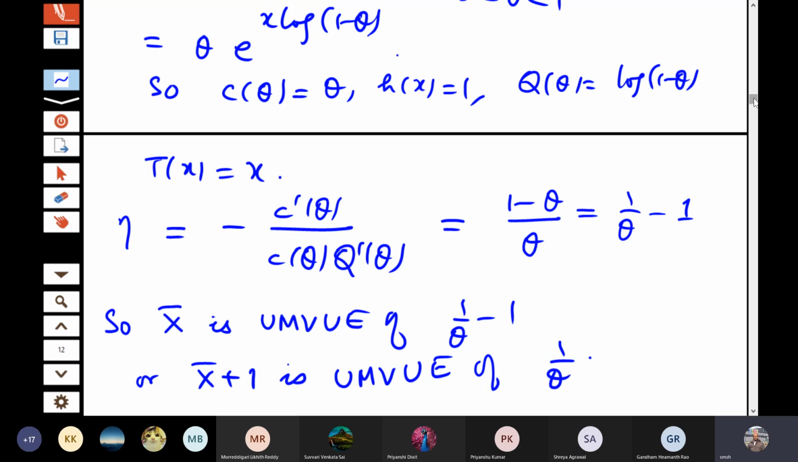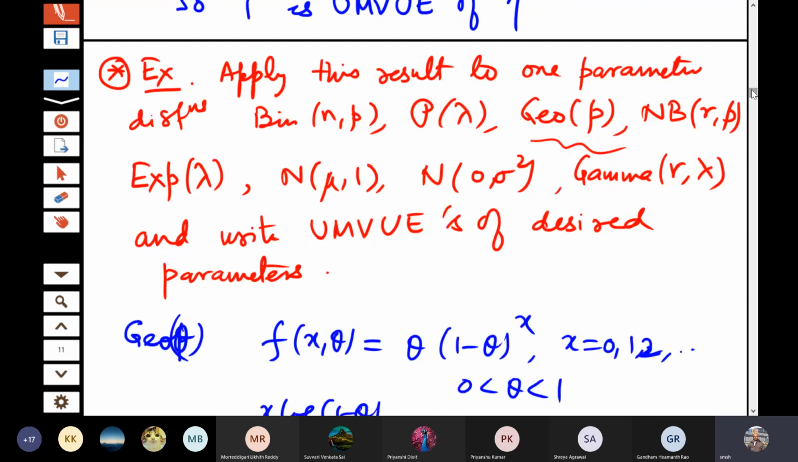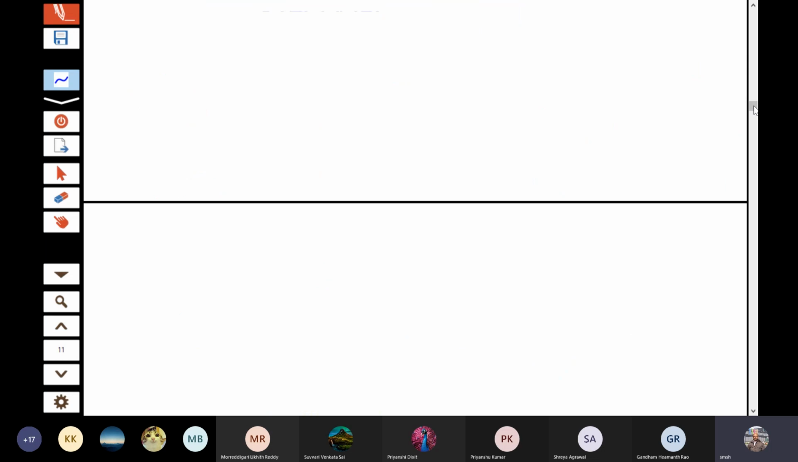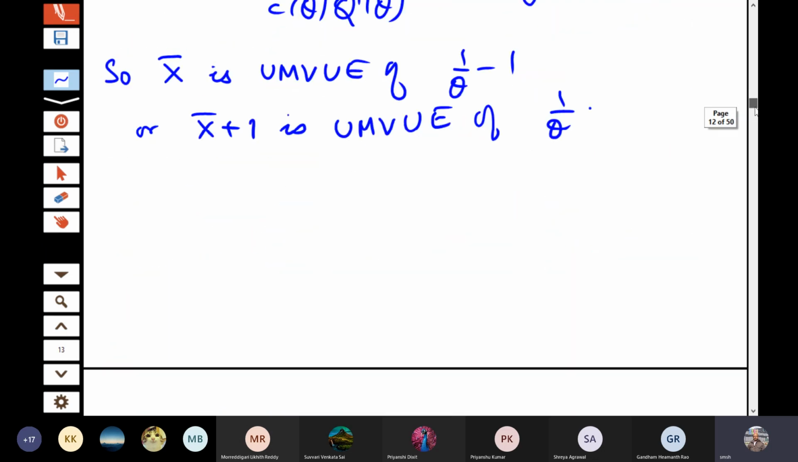So remaining problems I am leaving as an exercise to all of you. Like you apply this result to these well-known distributions. There are many more, of course. You can consider one parameter exponential distribution. You can consider say beta distribution and so on. So there are so many distributions where these results can be applied, even Weibull distribution, etc. But of course, there we have multi-parameter situation. So you take one parameter at a time, because for all parameters you cannot apply this result.